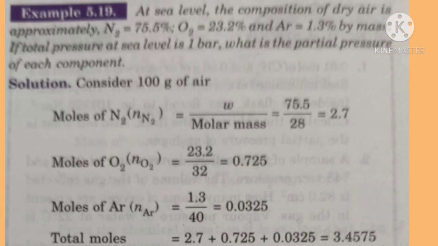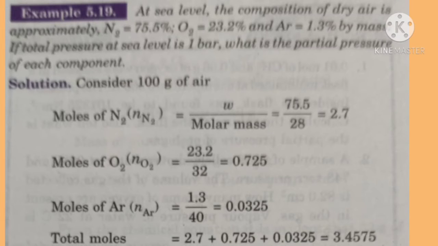Now we'll solve a numerical based on this partial pressure, or Dalton's law of partial pressure. At sea level, the composition of dry air is approximately nitrogen 75.5%, oxygen 23.2% and argon 1.3% by mass. If total pressure at sea level is 1 bar, what is the partial pressure of each component?